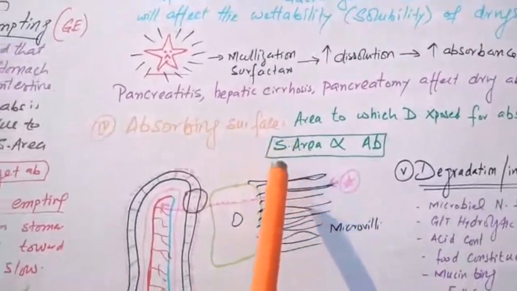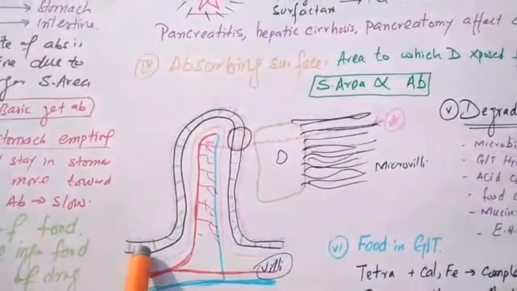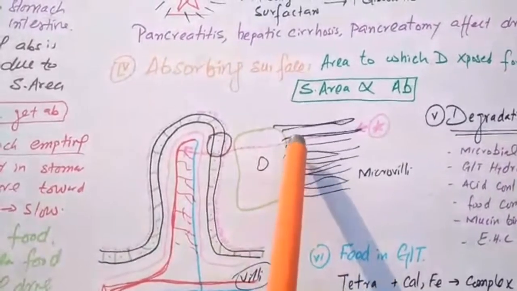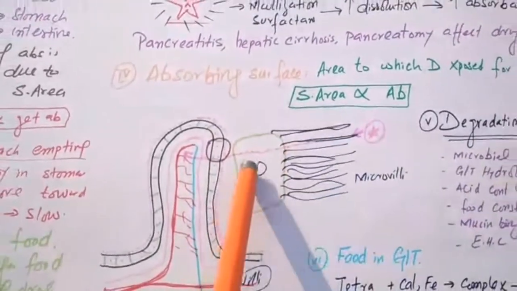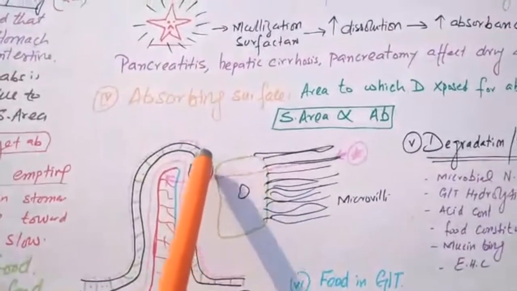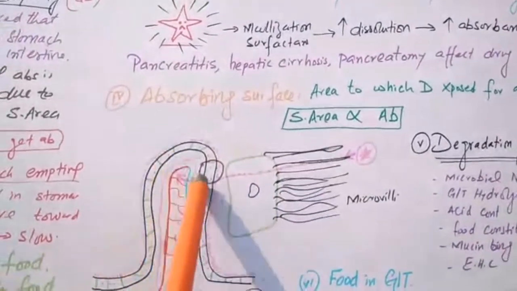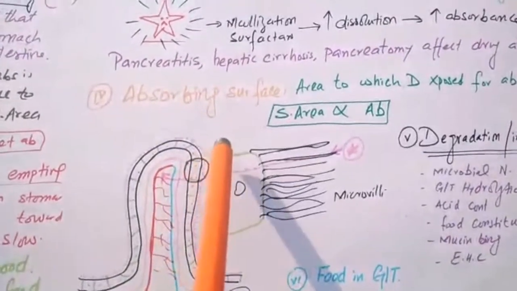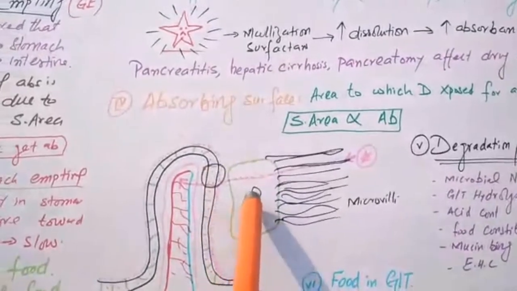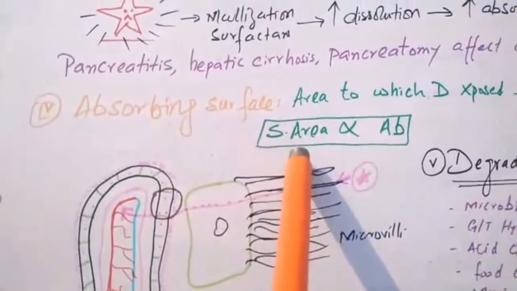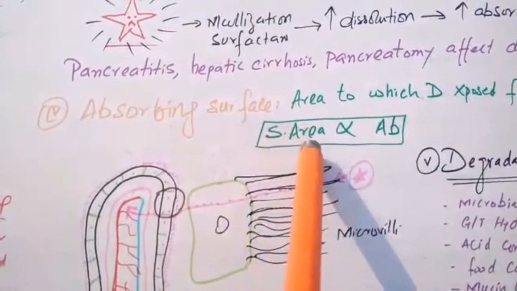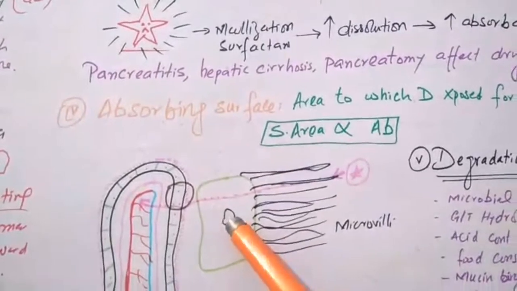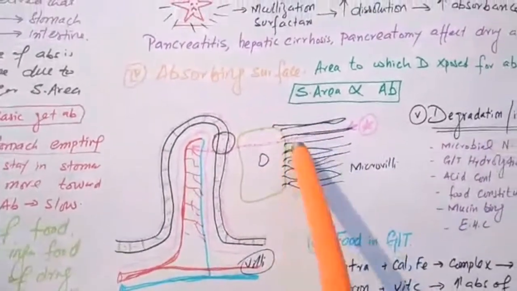The small intestine is highly populated with villi and further microvilli. That's why the small intestine is the potential absorbing area from which acidic and basic drugs both can get absorbed, as compared to the rest of the GIT segments. Because in the stomach the surface area is less, in the esophagus the surface area is less, in the colon the surface area is less, so less absorption will occur. So the greater the surface area, the greater the absorption.